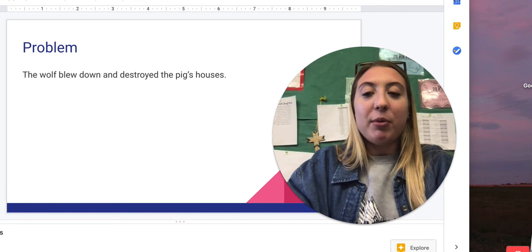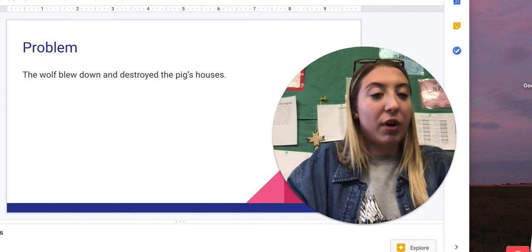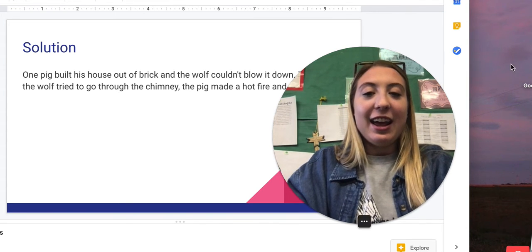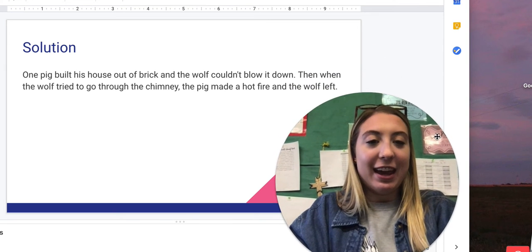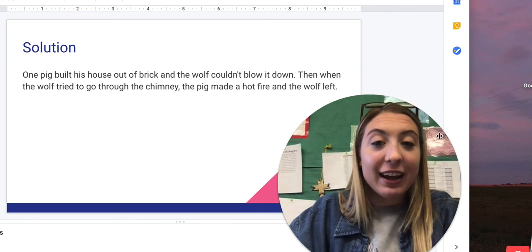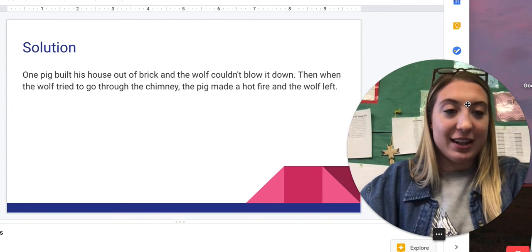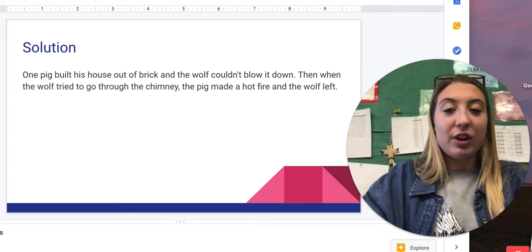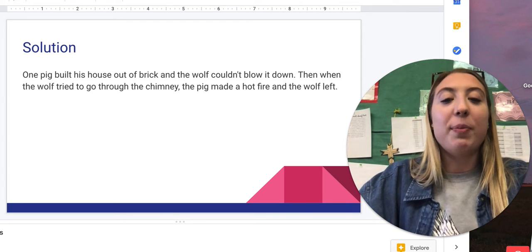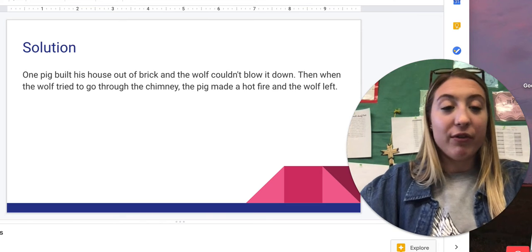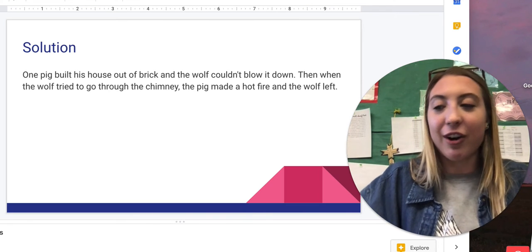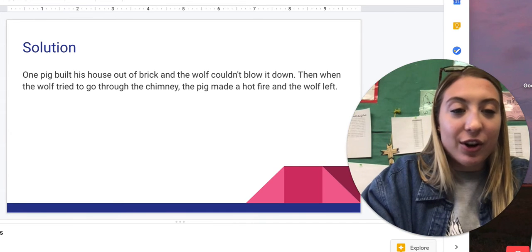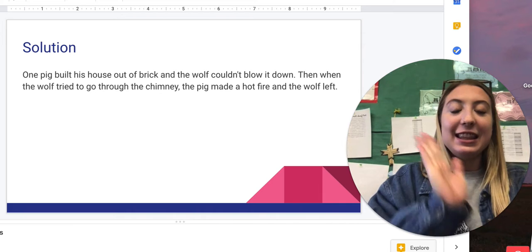So now with our problem, we need a solution. How did they fix the problem of the wolf blowing down their houses? One of the pigs built a house out of brick, and the wolf couldn't blow that down. That's how they solved their problem, their solution. Then when the wolf tried to go through the chimney, the pig made a hot fire and the wolf left, because the wolf couldn't go down the chimney or else he'd catch on fire. That's showing how we solved our problem, and that was at the end.